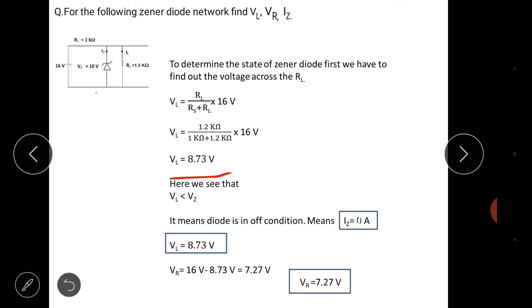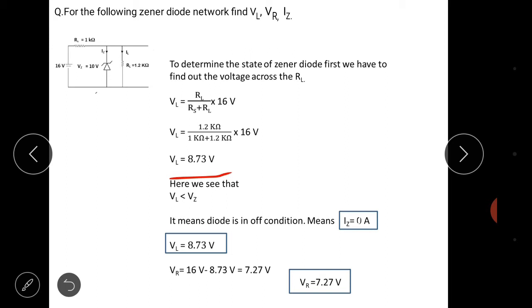After putting these values in the equation, we get VL equals 8.73 volt. But in the question, the Zener breakdown voltage is given as 10 volt. So it is clear that VL is less than VZ. It means the voltage across the Zener diode is still less than the breakdown voltage. It clearly shows that the diode is in the off condition, or the diode is not in the breakdown region. It means IZ is equal to 0 ampere.